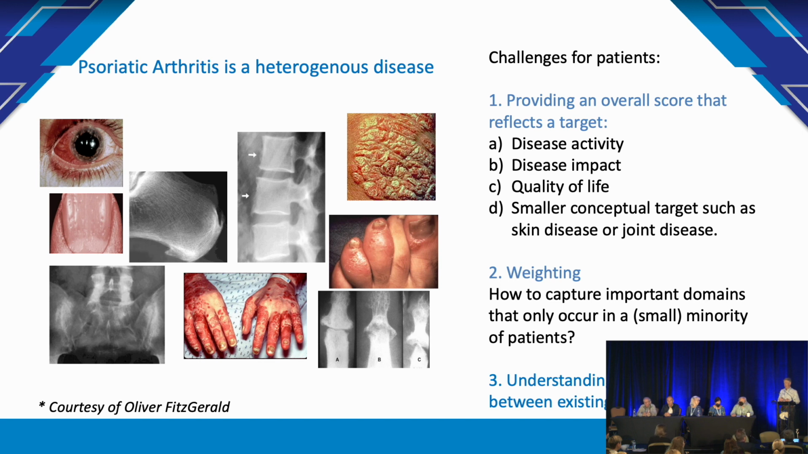That's also similar for the weighting, as George just explained. And then there is the identification of domains that are only relevant and important for a minority of patients, because that is specific for them. For instance, nail involvement. It's very important for patients who have severe appearance of bad nails. So how to incorporate that?